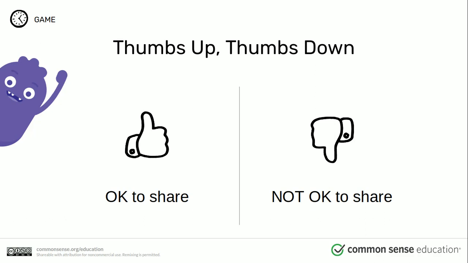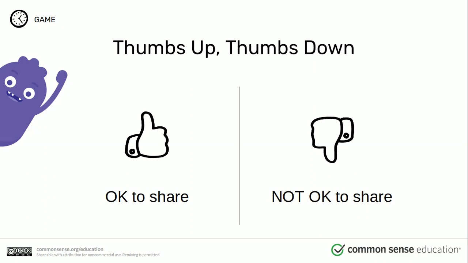No. What about your best friend's favorite movie? Is that okay to share? Yeah, as long as your friend says it's okay. Yeah, that's okay to share because that's not private information. What about your mom's phone number? Oh, yeah, hopefully you have your thumb down on that. That's not okay to share. We don't give out phone numbers. What about your password to something? Is that okay to share? Oh, hopefully you have your thumb down. That's not okay to share.